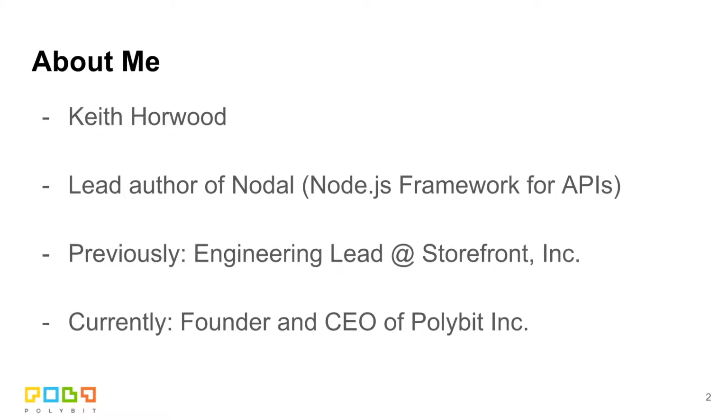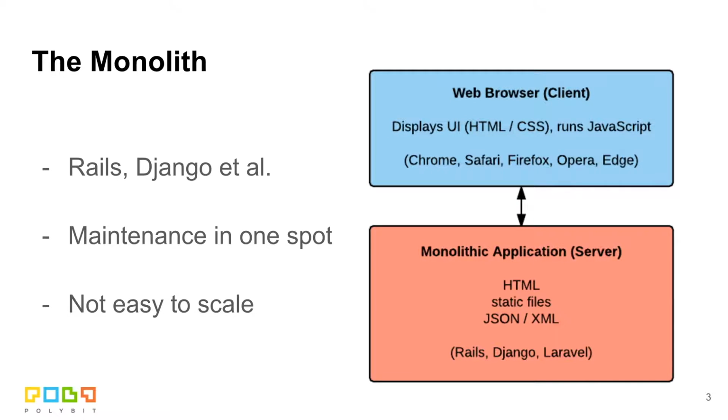So to start off with a little bit about me, my name is Keith Horwood. I'm the lead author of Nodejs. I don't know if any of you, or all of you have heard of it, but it's a Node.js framework for building decoupled API services, which hence leads into this talk really well. Previously, I was the engineering lead at a startup called Storefront, and currently I'm the founder and CEO of a startup called Polybit Incorporated.